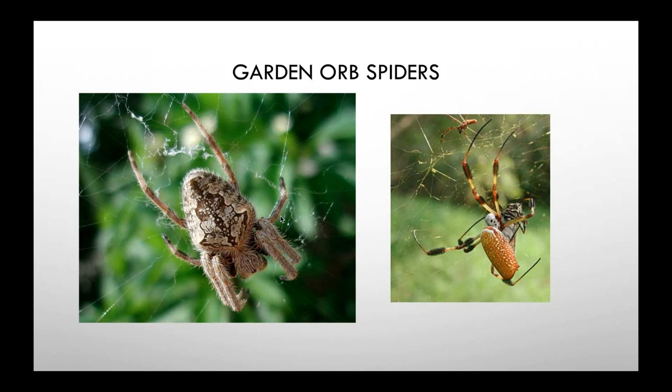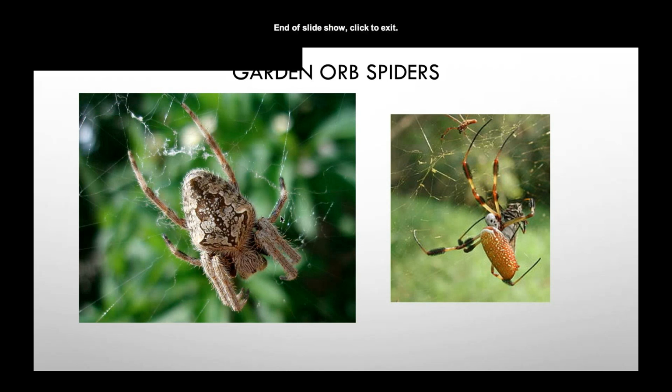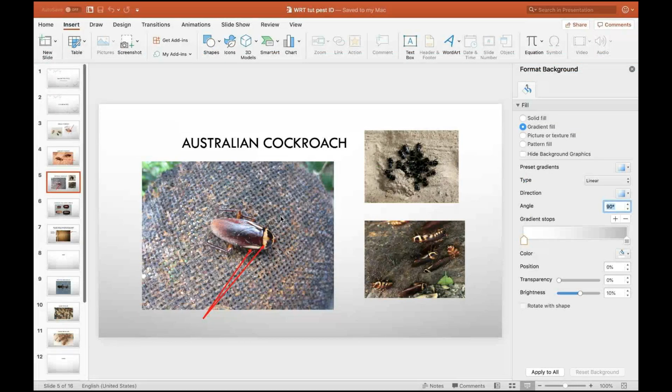So if you can, don't spray them. Yes, they're big and hairy, but they're unlikely to bite unless you do something really silly, like trying to hold one in your hand. Otherwise, they're just as scared of us as we are of them, and they'll try and run away. Okay, so that's the garden orb, and that's the end of the slideshow.